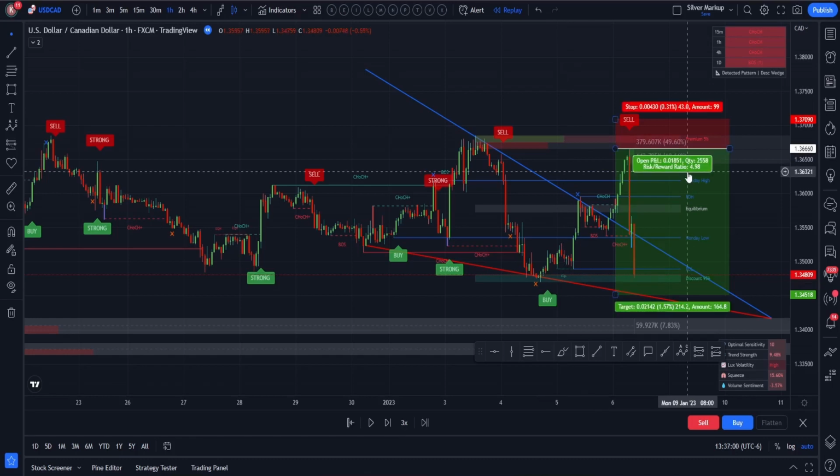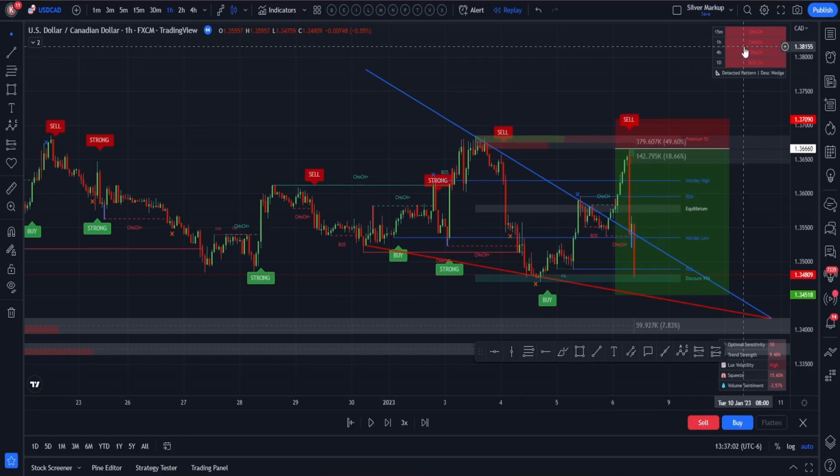And all I was doing was following that change of character and aligning it with the other aspects of Lux Algo price action concepts to create a great entry using that point in the markets.